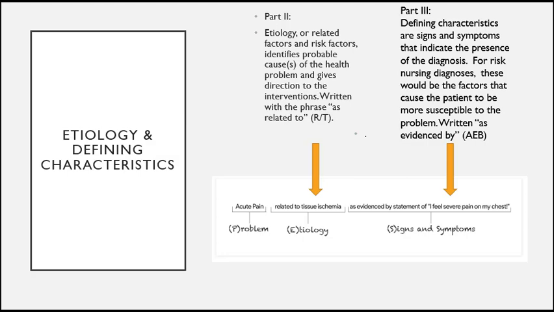The defining characteristics is the last stage, and these are signs and symptoms that indicate the presence. This is how you know that that exists. So these are the factors that cause the patient to be more susceptible to the problem, and we write them as evidenced by. So a complete nursing statement would be acute pain related to tissue ischemia as evidenced by statement of I feel severe pain in my chest. That's the problem, what's causing it, and how you know that it exists. Keep in mind that different types of nursing diagnoses may have one, two, or three components based on the type.